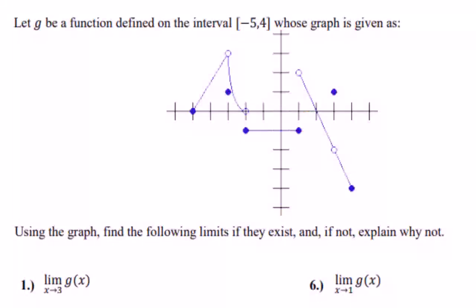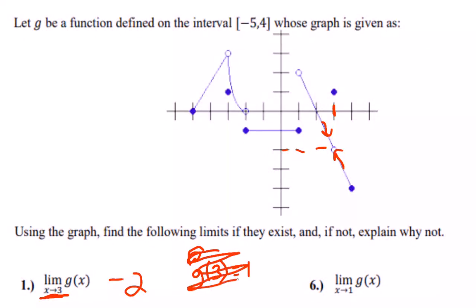So let's look at a few examples. If I want to look at the limit as x approaches 3, so as we get to x equals 3, here's where x equals 3 is. As we come from the left and from the right, my y values get close to -2. So that limit would exist. It doesn't matter that, we're calling this g, sorry, g of 3 is 1. That doesn't matter. The limit is still going to be -2.